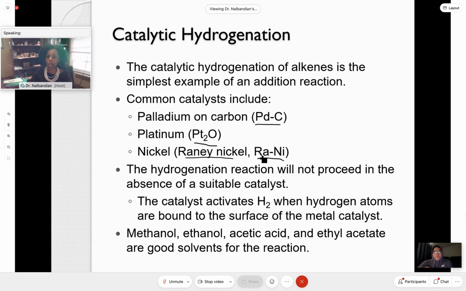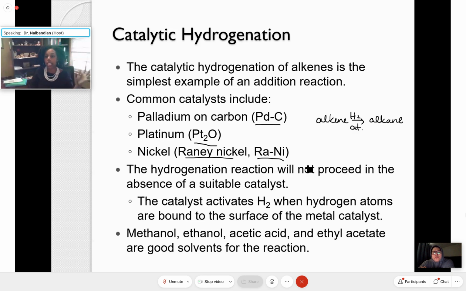So these are some common catalysts for this hydrogenation, where we take an alkene and we turn it into an alkane. And so remember, this is hydrogen gas and then some kind of a catalyst. So here are the examples of catalysts. If we didn't have a catalyst around, this reaction would take decades, years, centuries, whatever. And so we have to have a catalyst to speed up the rate of the reaction. The catalyst acts by activating the hydrogen. And so it reacts with the hydrogen, so we get these hydrogen atoms bound to the metal catalyst. But just for your information, methanol, ethanol, acetic acid, ethyl acetate, these are all good solvents for this hydrogenation reaction.